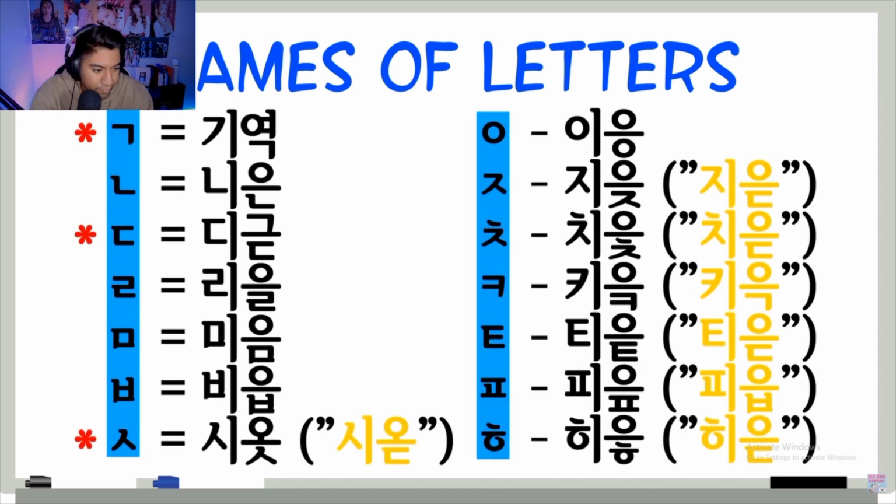There are 3 exceptions to this, which I've highlighted in the list. Let's say the names of each of the consonants. Nian. Tigat. Liel. Miam. Biat. Shiot. Chiot. Iang. Chiat. Kiok. Tiat. Piap. Hiat.